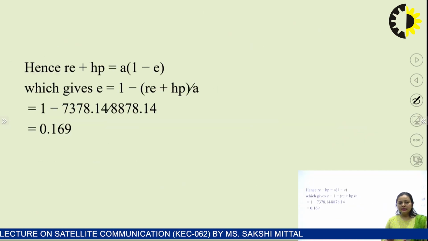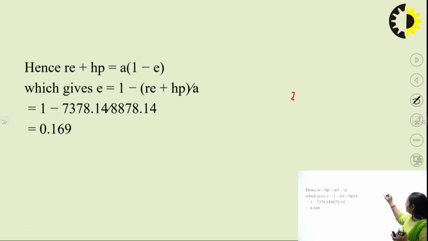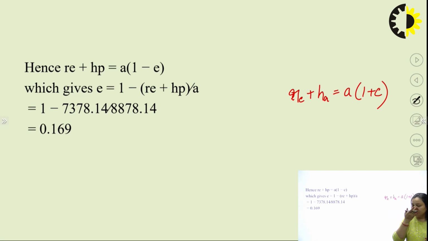Now second, I have to calculate the eccentricity. So we can have a relation: the radius of the Earth plus the height of perigee is a(1 minus e), or the radius of Earth plus height of apogee equals a(1 plus e). You can use either this relation or this relation, and we can calculate the eccentricity, which comes out in this particular case to be 0.169. So we have used the radius of Earth plus height of perigee, both are known, equals a(1 minus e). a we have already calculated, so eccentricity comes out to be 0.169. That means the shape is elliptical.